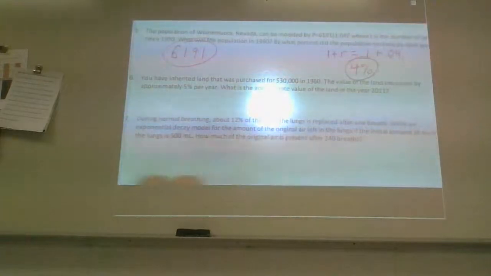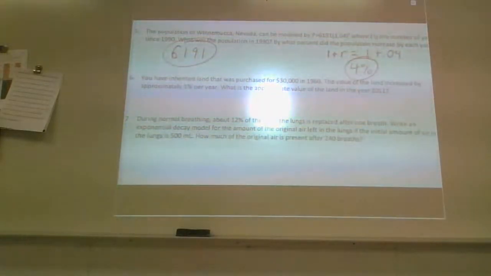Because it's a percent. If you leave it as 0.04, that's the decimal. They wanted to know by what percent it actually increased, so you would have to convert it back.